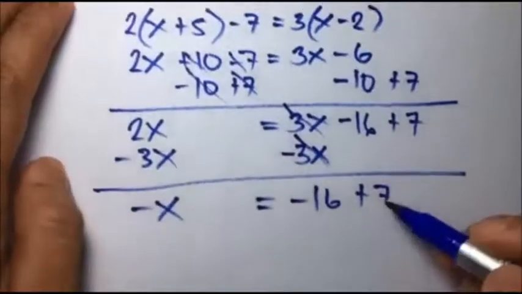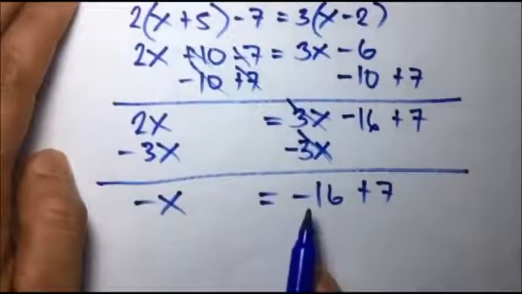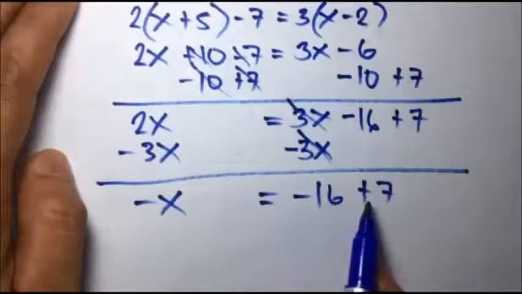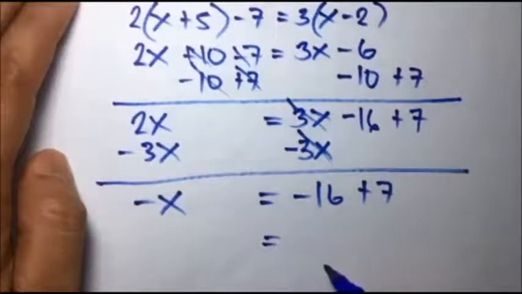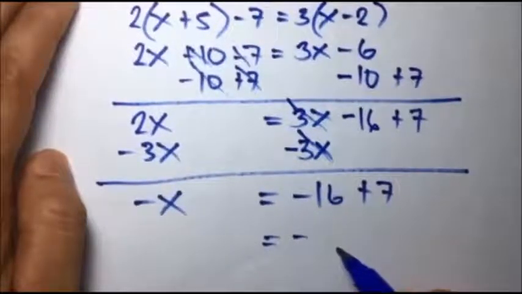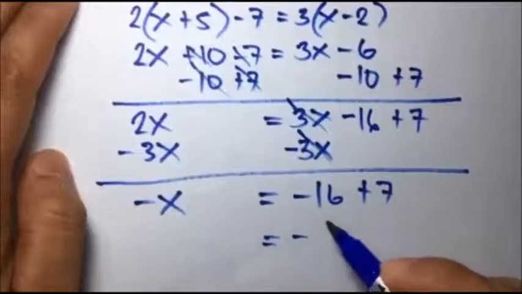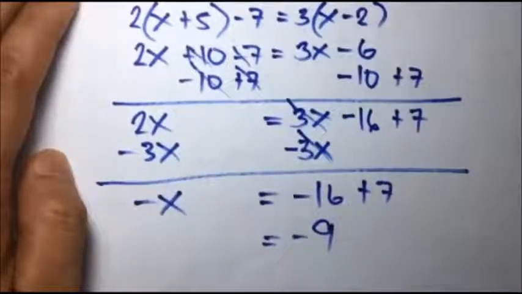Negative 16 and positive 7, how much is that? Negative 9, right? Negative 9. Am I correct? Negative 9.